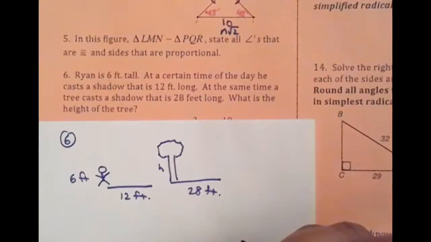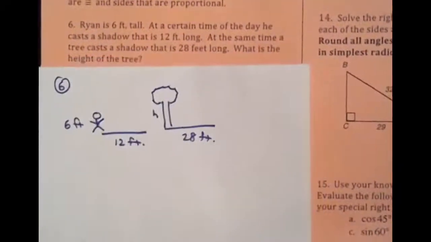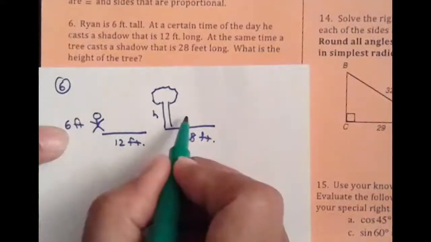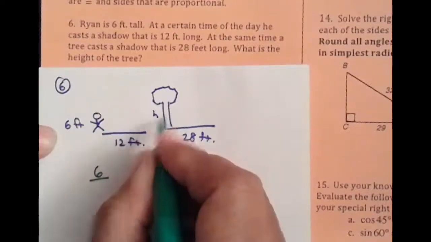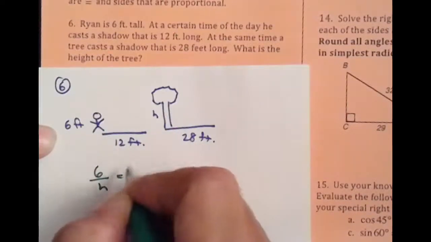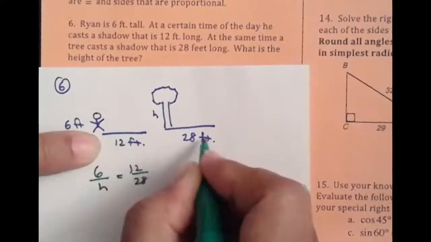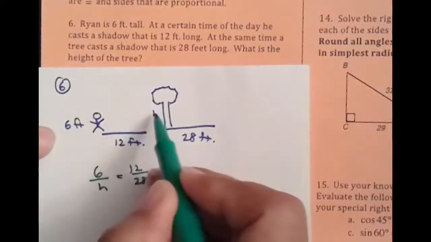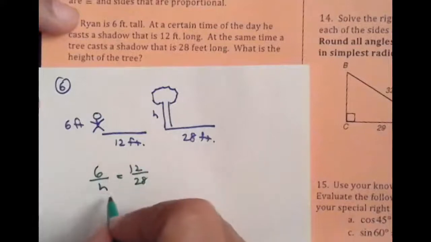All right, well, we're going to use proportions here. So let's go ahead and look at the proportion of the left compared to the right. So 6 is the height of the person, so the height of the tree, we don't know, equals 12 over 28 this way. All right, you could also have done 6 over 12 equals H over 28. That would work too. All right, I'm going to cross multiply.